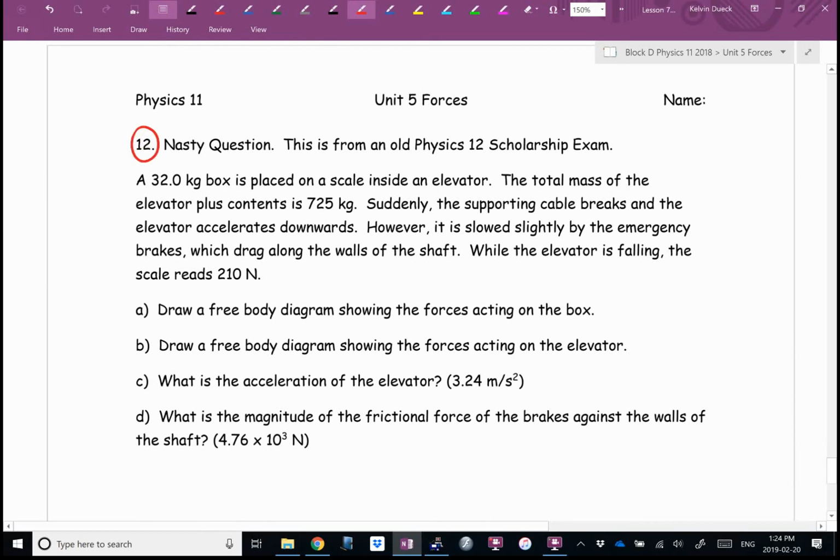12 you can try. 12 is from a Physics 12 scholarship exam. But if you think about it the right way, Savannah, you can do this all with Physics 11, but you can put a star next to it. When I put a star next to it, that's my way of saying that's not fair game for a test. That's way harder than I would ask on a test. But if you're looking for a good challenge, okay?